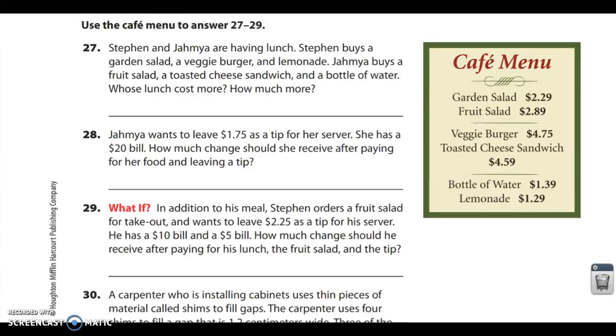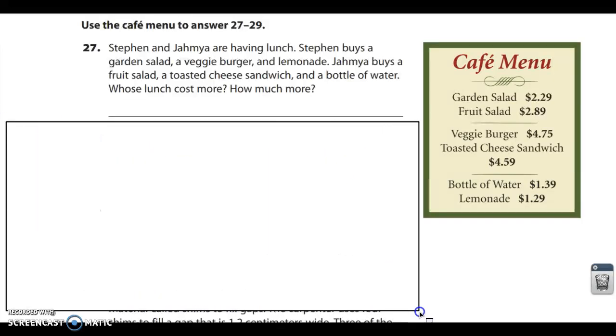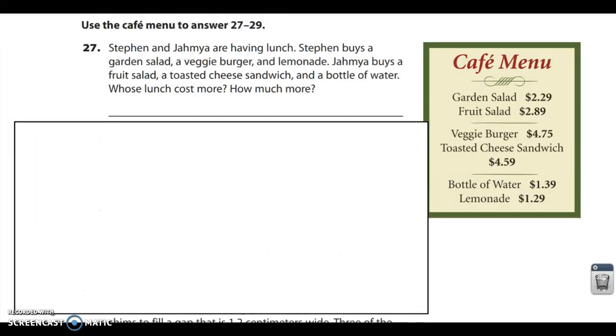27 reads, Stephen and Jemiah are having lunch. Stephen buys a garden salad, a veggie burger, and a lemonade. Jemiah buys a fruit salad, a toasted cheese sandwich, and a bottle of water. Whose lunch costs more and how much more? So I'm going to go ahead and make a whiteboard. And I'm going to do Stephen first.